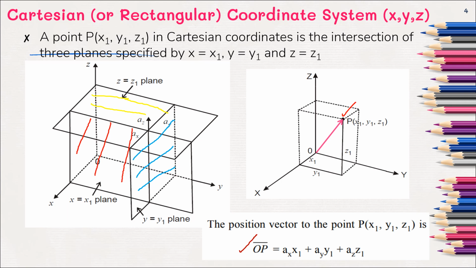x1 is the component along x direction, y1 is the value along y direction and z1 is the value along z direction. And what are the unit vectors associated with it? AX, AY and AZ. So these three are the unit vectors. And you all know unit vectors are vectors which have unit magnitude.